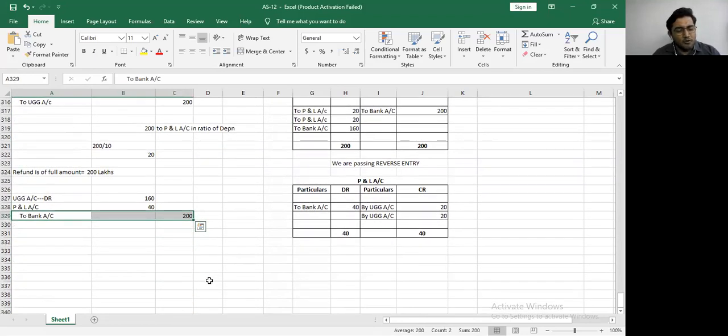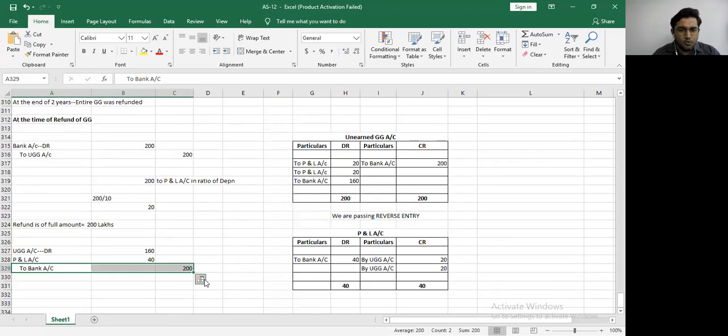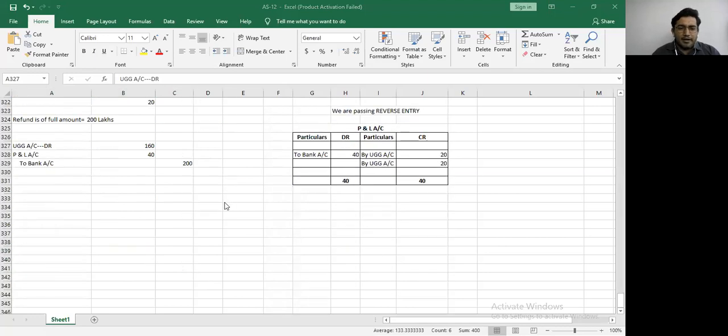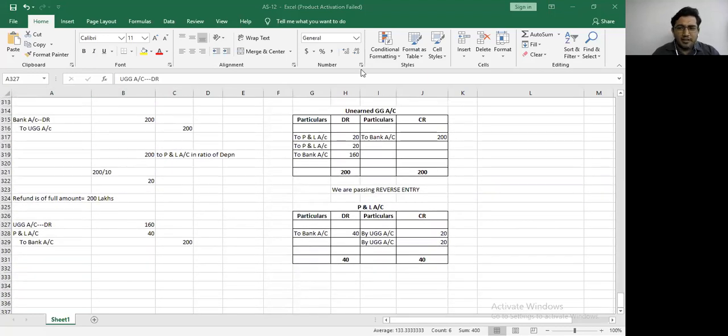Right, so this is how you will charge to the government, charge your government grant or your unearned government grant account respectively. Right, I think this is what we have done till now. If you have any doubts yet, please post it.